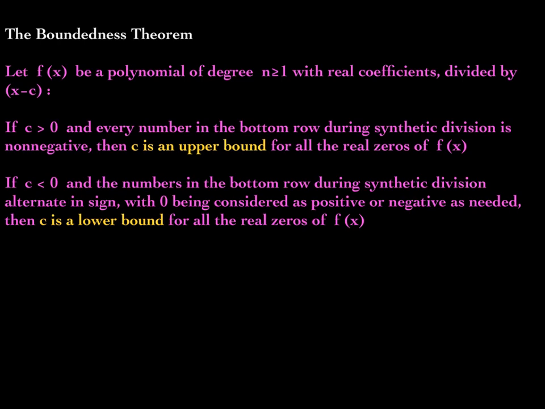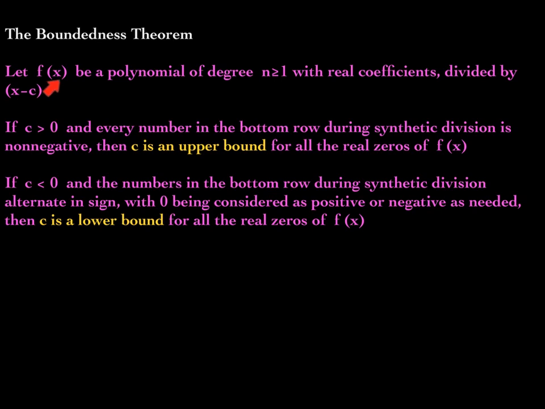The last theorem of this section, and the last part of this section as well, is called the Boundedness Theorem. And this theorem, like Descartes' Rule of Signs, it sometimes shortens the list of possible rational zeros provided by the Rational Zeros Theorem. So it cuts down your possibilities. But unlike Descartes' Rule of Signs, the boundedness theorem is actually applied after every synthetic division has been performed. This is what it says.